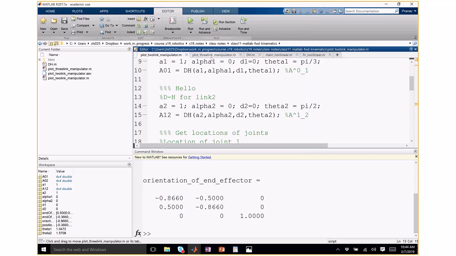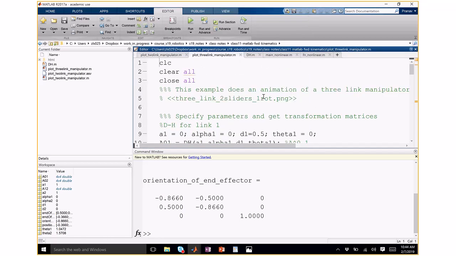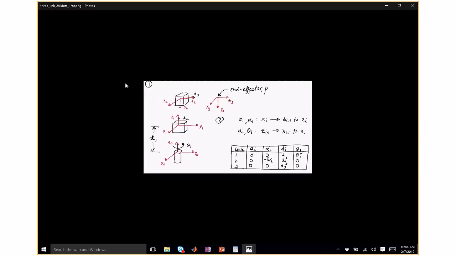The other manipulator I am going to do is the 3-link manipulator, which we just did. Actually, this is not from today's class. It was also done last class. This is basically a screenshot of what I had. I'm just going to draw that manipulator.